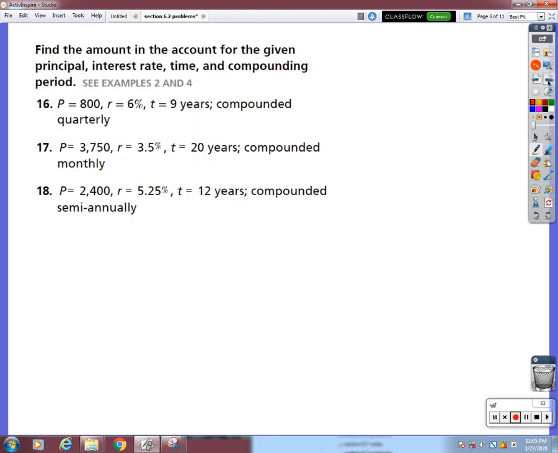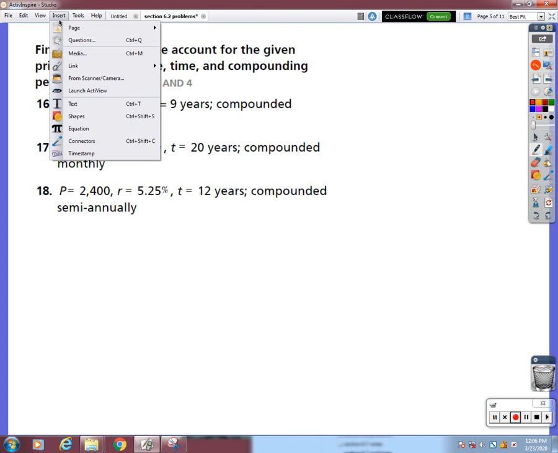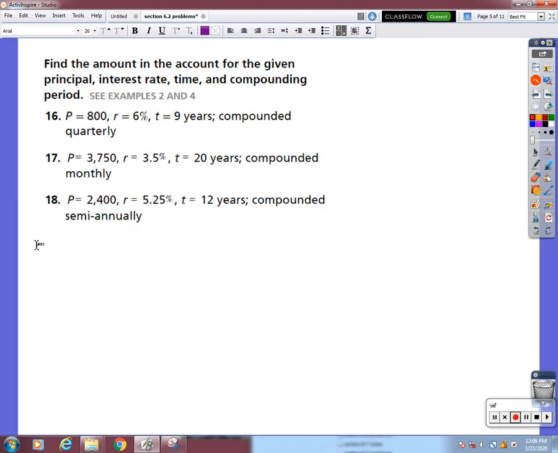Okay. Alright, so now we're just going to crank through some of these boring ones. I am not going to go through and type out or figure out on the calculator what the actual answer is. I'll just show you what you could type into your calculator to figure it out.